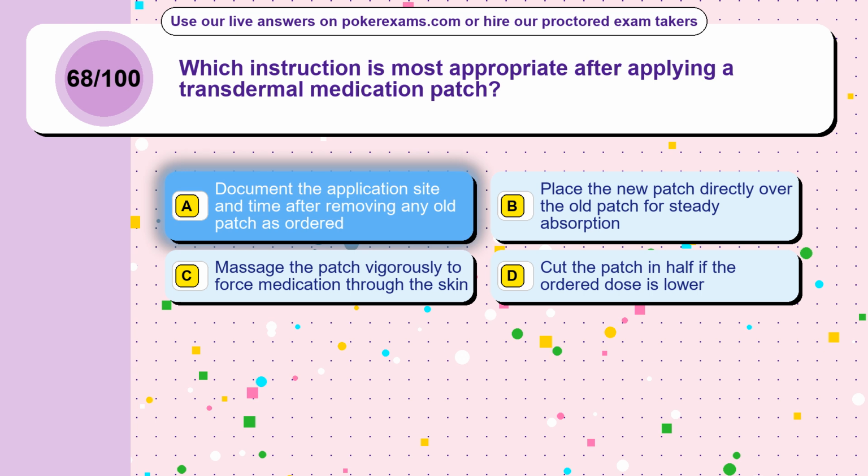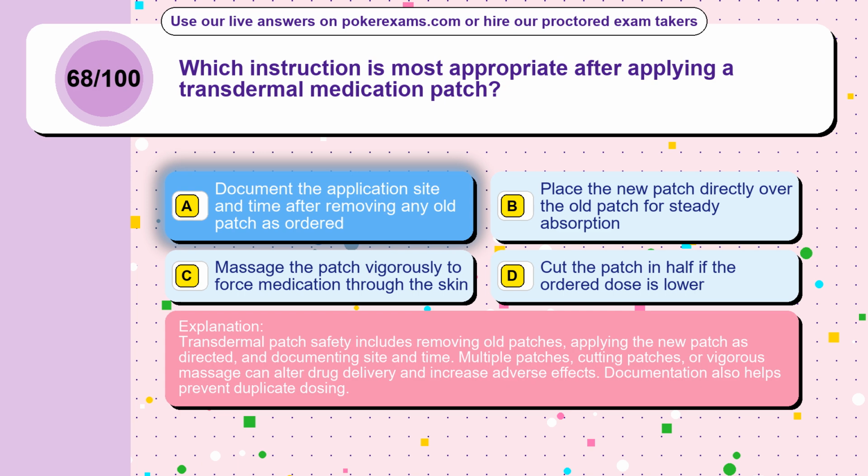The correct answer is option A. Document the application site and time after removing any old patches ordered. Transdermal patch safety includes removing old patches, applying the new patches as directed, and documenting site and time. Multiple patches, cutting patches, or vigorous massage can alter drug delivery and increase adverse effects. Documentation also helps prevent duplicate dosing.